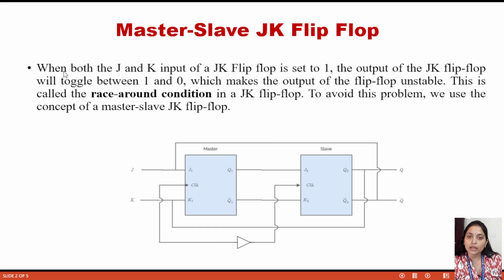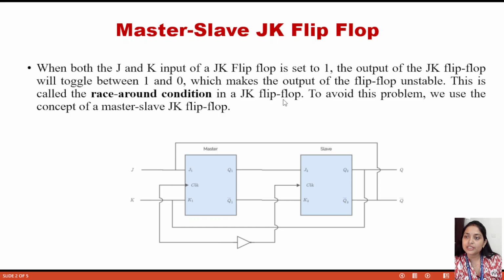Now I will go through this part. The same thing I have written here: when both J and K inputs of the JK flip-flop are set to 1, the output of the JK flip-flop will toggle between 1 and 0, which makes the output of the flip-flop unstable. I hope you can understand what I want to say within these two lines. So this is called the race around condition in a JK flip-flop.